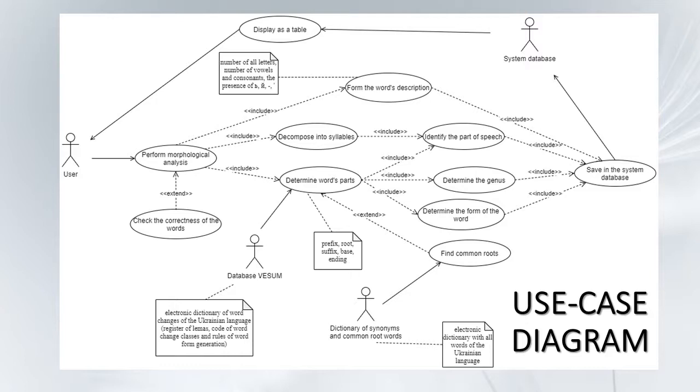Moreover, the system creates word characteristics. There is the number of all letters in the word, also the numbers of vowels and consonants and others. In the end, the system saves everything in the database and displays the morphological analysis of the entered word for the user as a table.